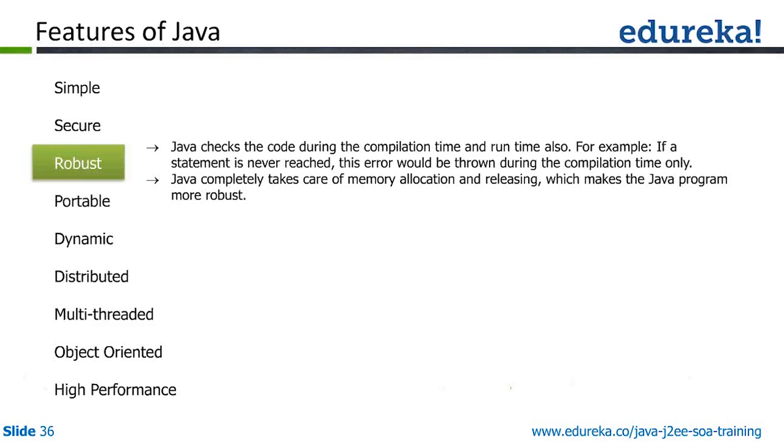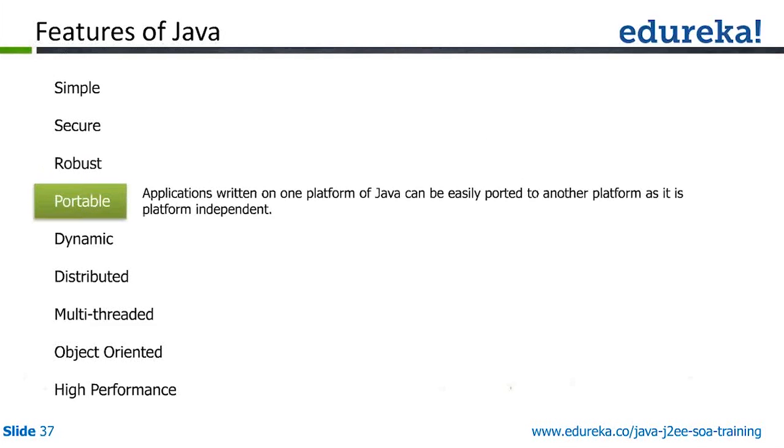Because of its memory allocation, and it's not leaving this, that was a source of a lot of bugs. And so Java's way of handling memory, instead of giving it to the coder, taking that responsibility, reduces a lot of application errors, making the application more robust.